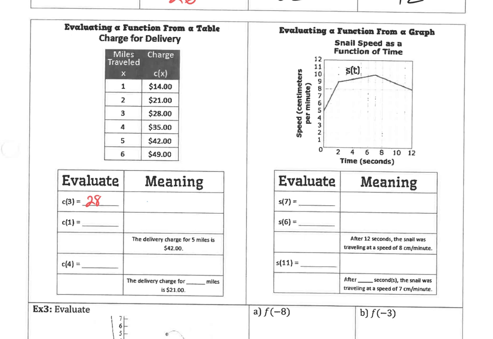For our second example there, c of 1, we're going to go over to our domain value of 1. We look at the corresponding range value, and we see that it's 14. So then the cost for driving 1 mile is going to be 14.